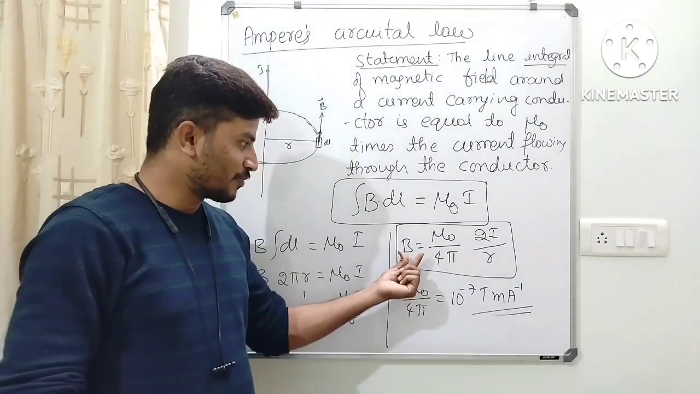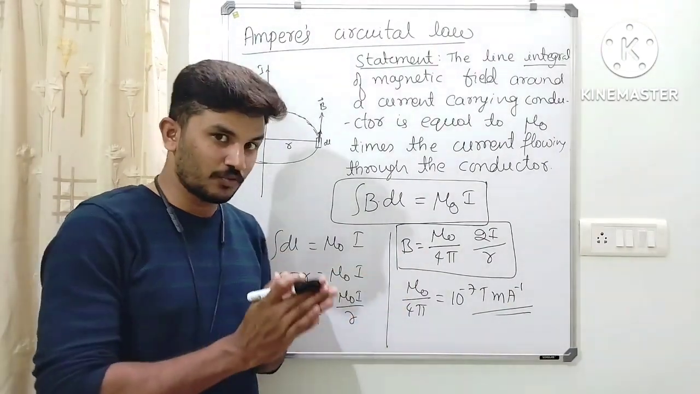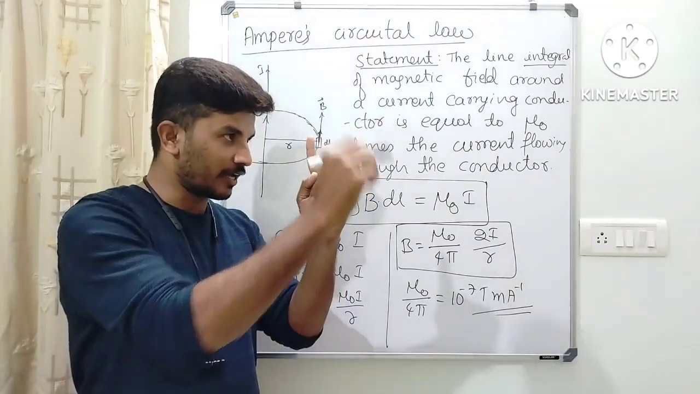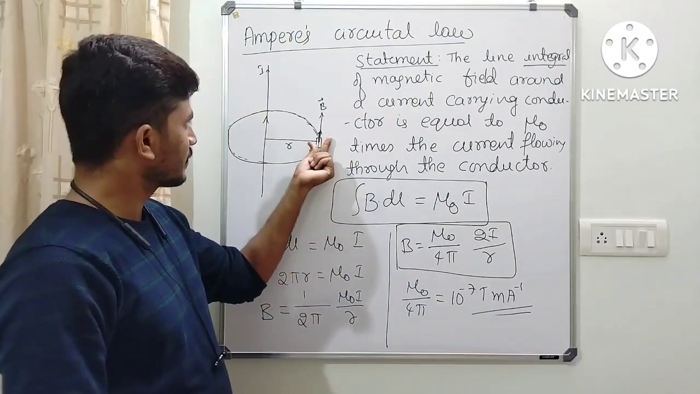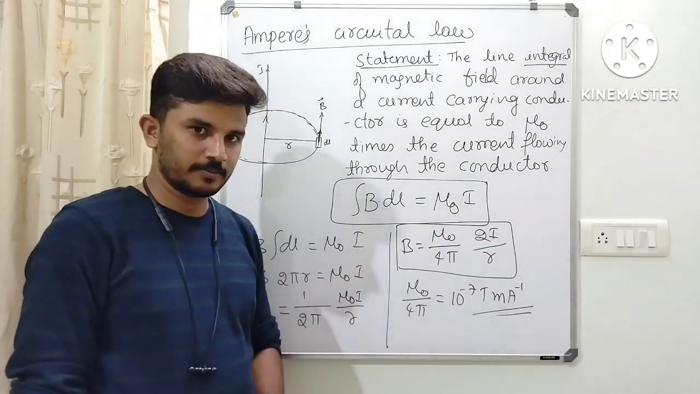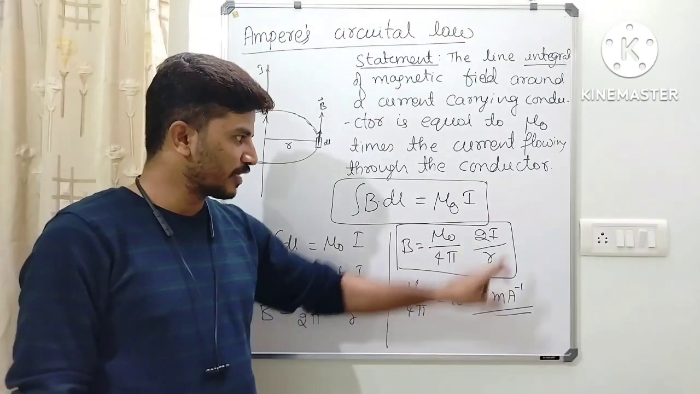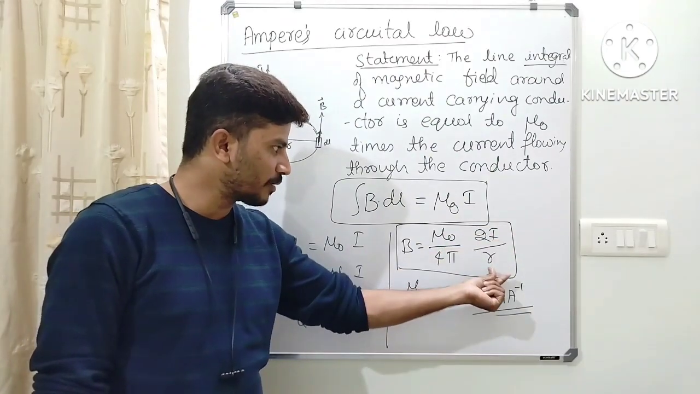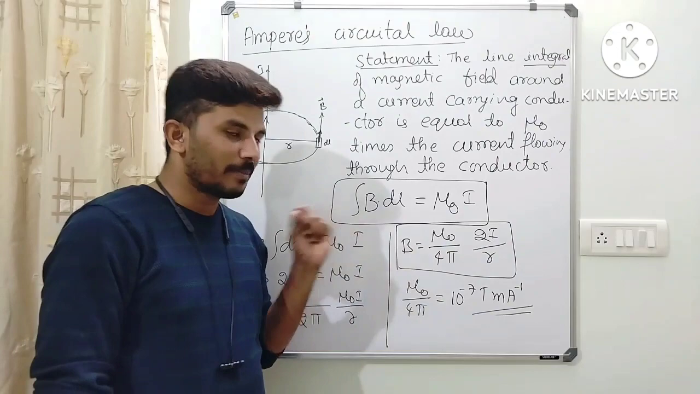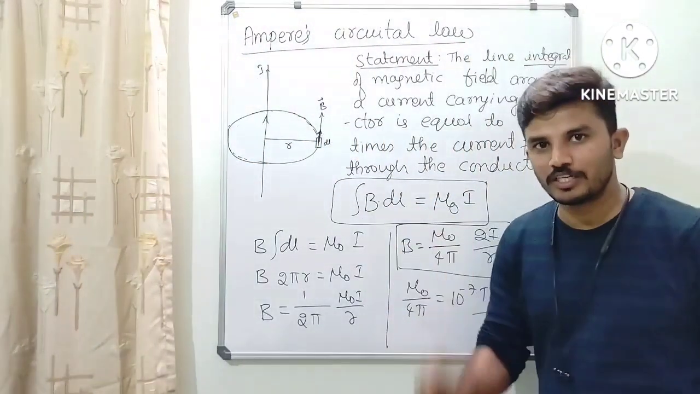So the expression for magnetic field produced due to straight conductor at a perpendicular distance r is given by, at this particular point, magnetic field is given by mu naught by 4 pi 2I by r. Mu naught by 4 pi is 10 to the power minus 7 times 2. If the current is 2 ampere, into 2 divided by distance, 2 meters, divided by 2, that will give you the magnetic field in Tesla. Clear? I hope this one is clear to you.